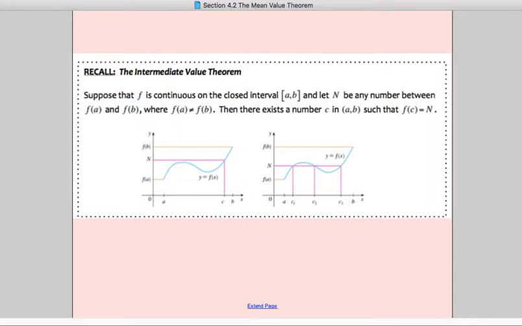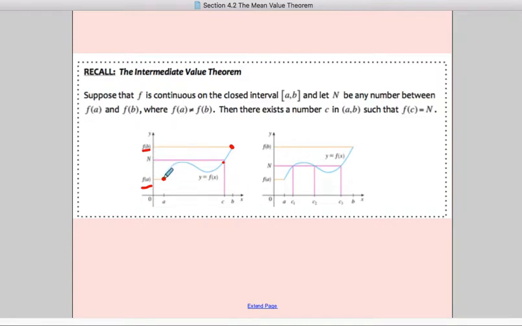Okay, so we are going to suppose that f is continuous. Remember, continuous means you go from one point to the next without picking up your pencil. If this happens on a closed interval, so remember closed means you have closed endpoints, and n is some number in between f of a and f of b, and f of a is not equal to f of b, so your endpoints aren't the same y value, then there has to be some number c where you plug it in and you're going to get a y value of n.